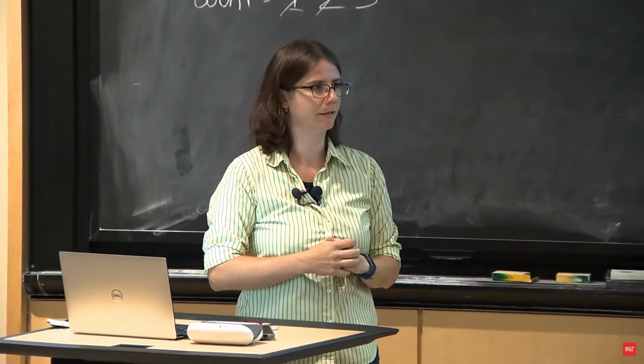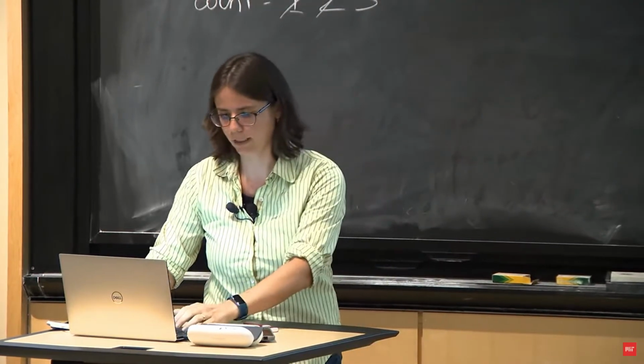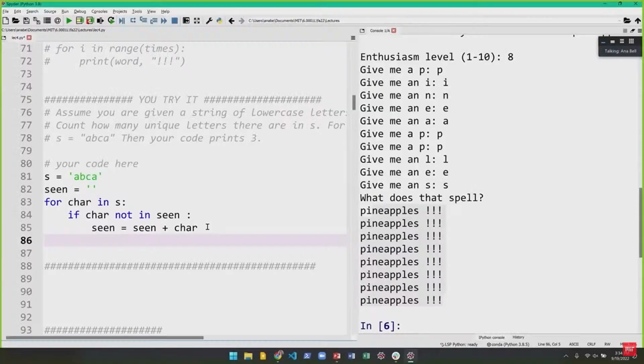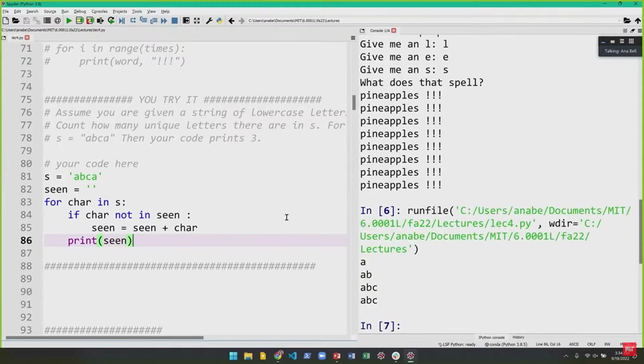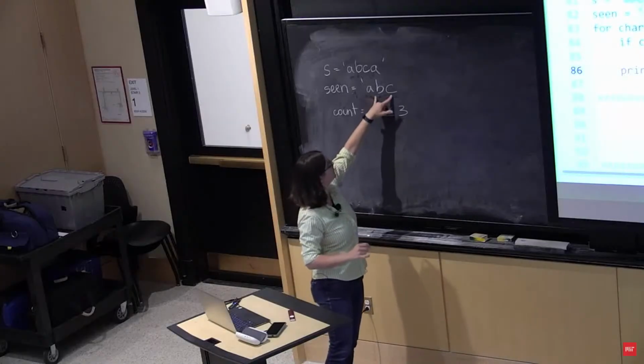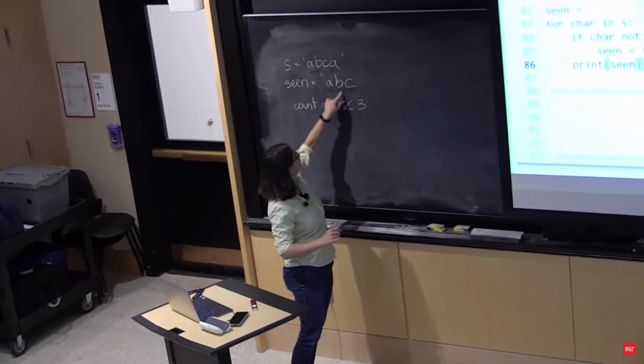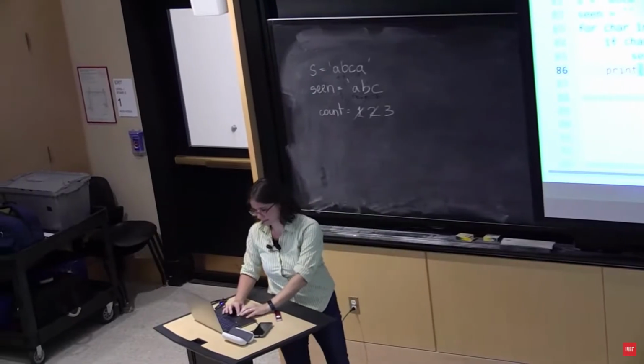Good? Anything else we want to do? Or we can even test it out like this, right? So we can print scene each time through our loop. So first it's A, then it's AB, then it's ABC, and then the last time it should still be ABC, and it is.